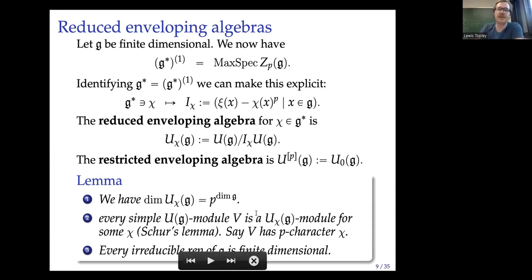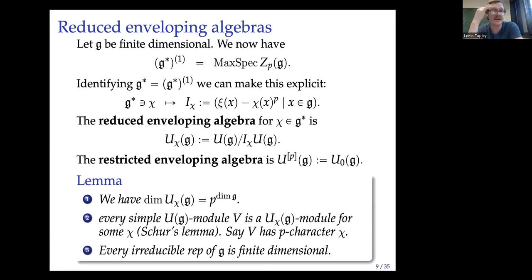Every simple module is a U chi G module for some chi. This is essentially Schur's lemma, because these algebras UG are not finite dimensional. You have to use a slight upgrade of Schur's lemma, something like Dixmier's lemma or Quillen's lemma. And we say that V has p-character chi if it belongs to U chi G. The final statement is that every representation of G is finite dimensional.